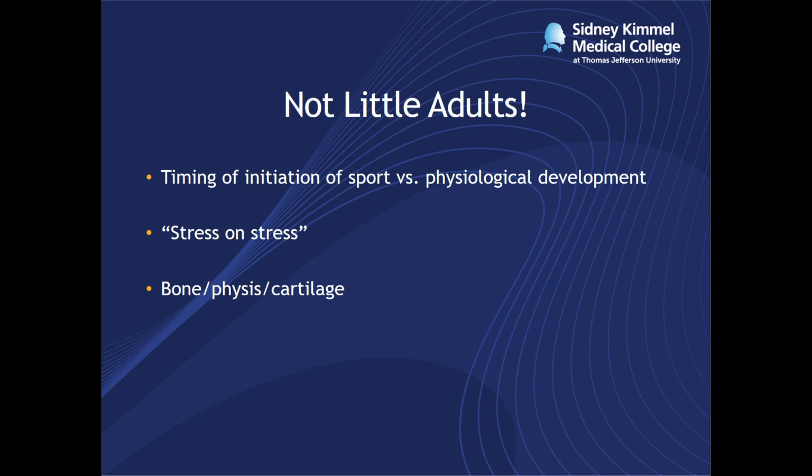Bones, physes, cartilage, all relatively weak compared to the tendons and ligaments, so a young athlete is more likely to break a bone or avulse an apophysis than tear a tendon or a ligament. After skeletal maturity, injuries in older kids are similar to adults. Although there is an overlap where we will see a mixture of pediatric and adult injury patterns in kids of similar age, depending on how quickly they mature.